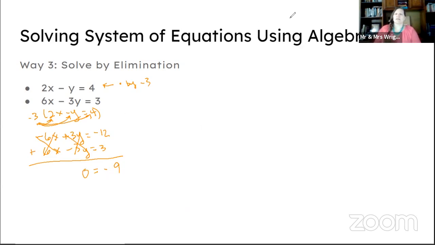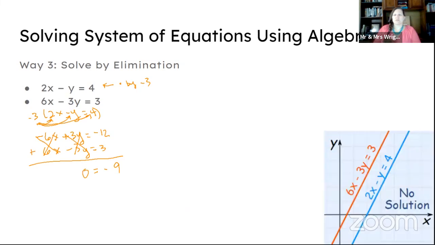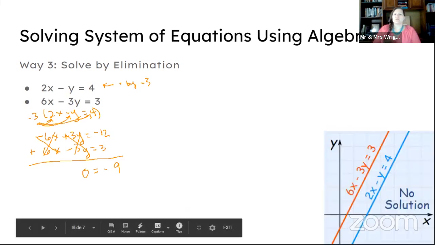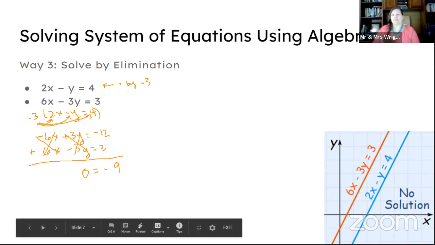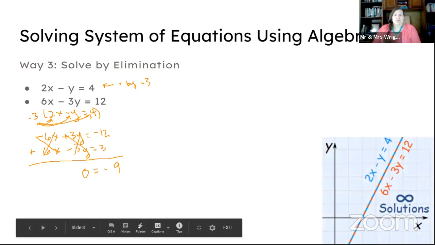0 equals negative 9. Well, this is going to be one of those special situations where we have no solution. 0 does not equal negative 9. I know that. That's craziness, right? So this is a case when you have no solution. When you have 2 numbers that, when you did algebra, it says should be equal to each other, but they're not, this is a no solution set.